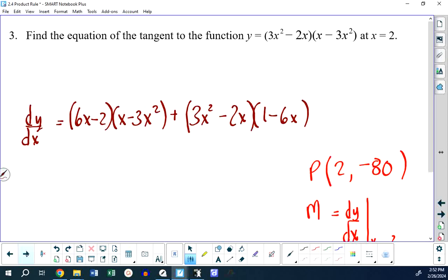Listen, you have to work smarter, not harder. Don't think you have to multiply this out. Why are we finding the derivative? So we can find the slope. Well, why not just put 2 in here? I'm not going to show every little bit of work, but if I put 2 in for x everywhere, I can figure out what these pieces are.